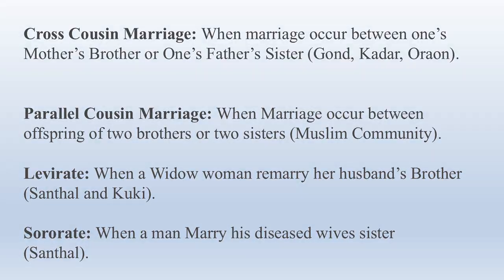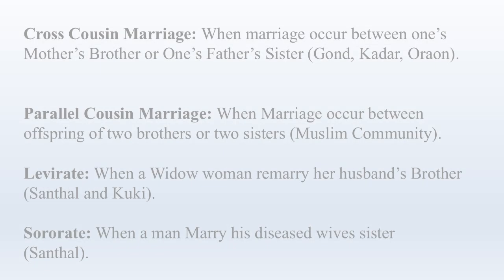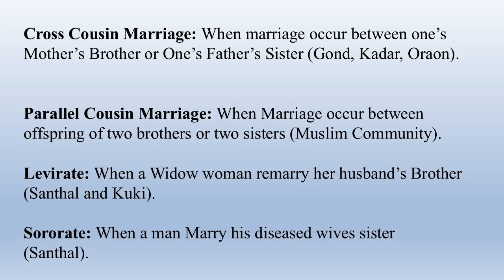The next is levirate and sororate. The levirate is when a widow remarries her husband's brother. This has been found among Kuki and Santhal. On the other hand, sororate is when a man marries his wife's sister for caring for the children and maintaining alliance between the families. This has been found among Santhals.